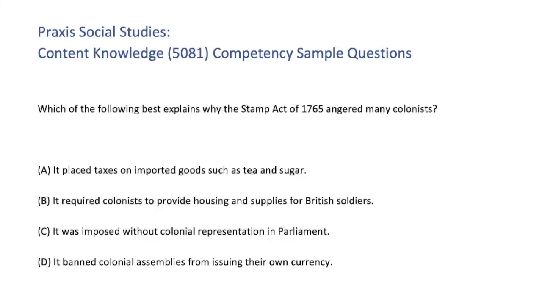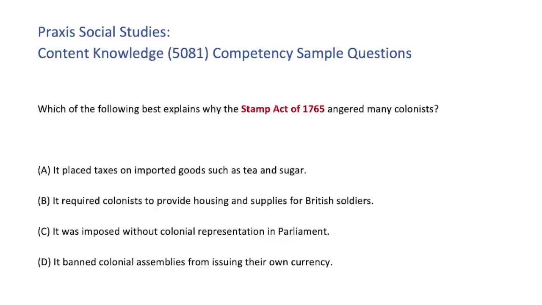Which of the following best explains why the Stamp Act of 1765 angered many colonists? Would it be A, it placed taxes on imported goods such as tea and sugar? B, it required colonists to provide housing and supplies for British soldiers? C, it was imposed without colonial representation in Parliament? Or D, it banned colonial assemblies from issuing their own currency?